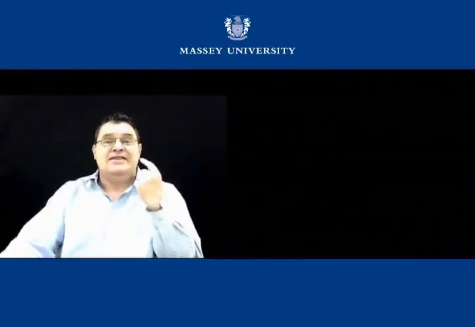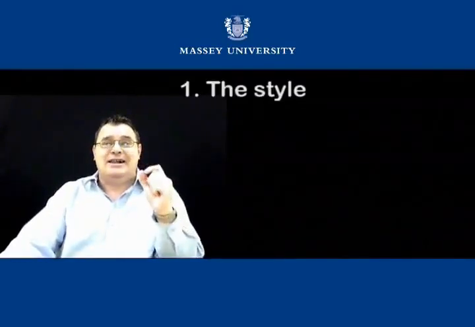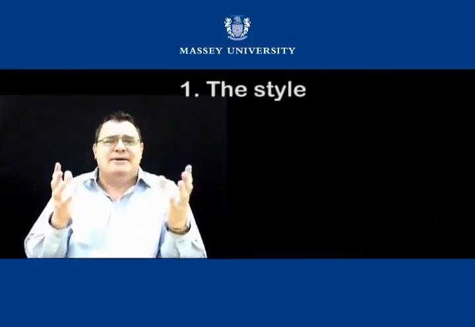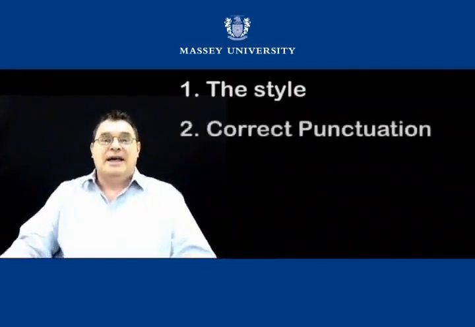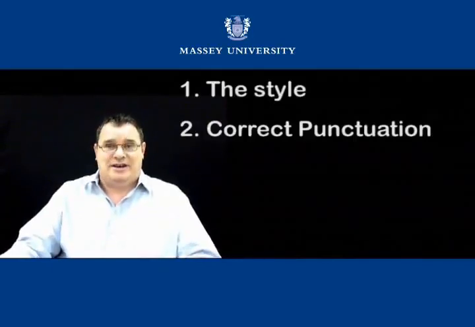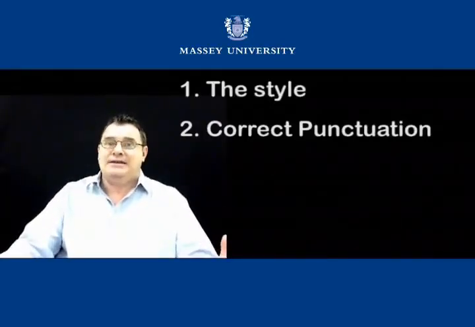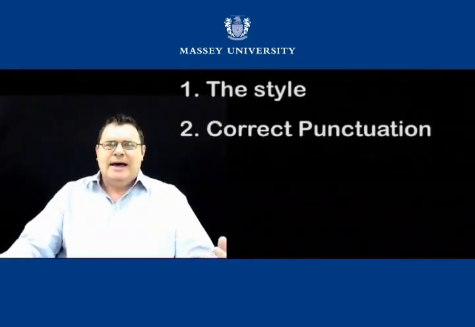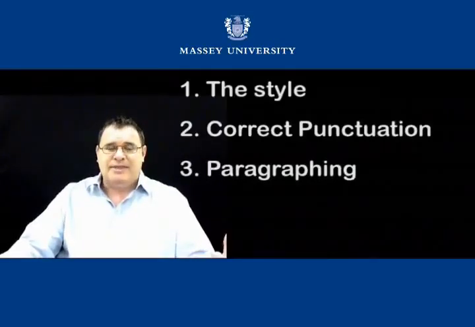These are firstly, the style. Academic writing requires a formal style. You won't write an assignment in the same style as you would write a letter to a friend. Then, correct punctuation is an integral part of formal writing, and so you must pay attention to your punctuation. But perhaps the most important thing to get right in your academic writing is your paragraphing.